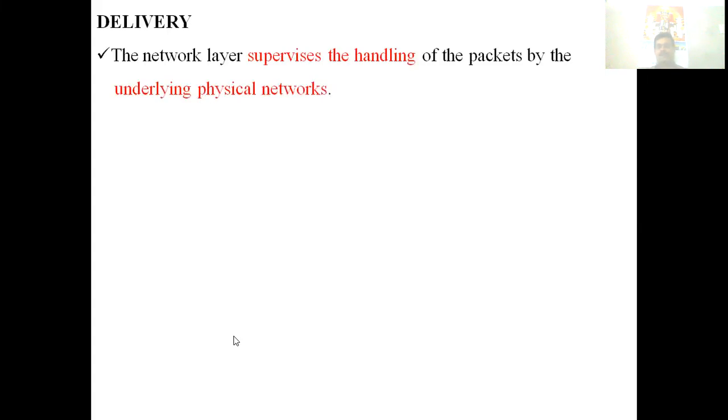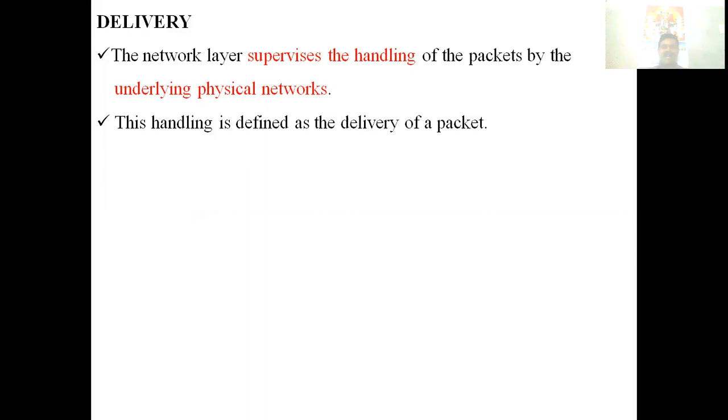First, delivery. The network layer supervises the handling of packets by the underlying physical networks. This handling is defined as the delivery of the packet.